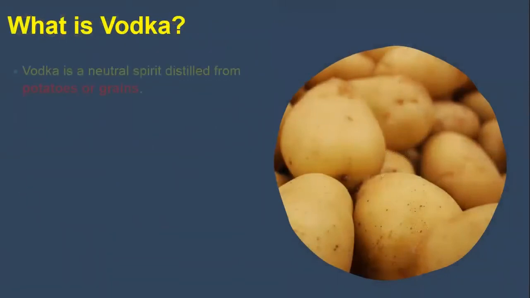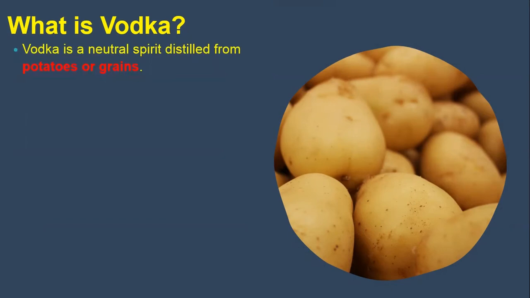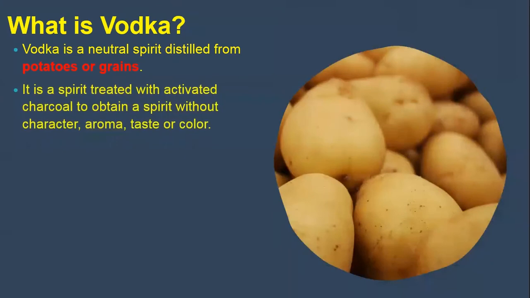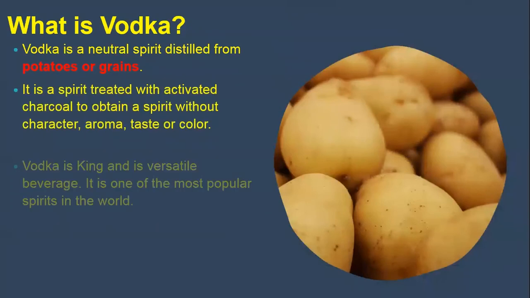Let's see what is vodka. Vodka is a neutral spirit which is distilled from potatoes or grains. Traditionally, vodka was made from potatoes. However, various other starchy grains are utilized in production. Vodka is very similar to water, meaning it is as clear as water. The reason behind it being transparent is a special treatment: it is treated with activated charcoal.